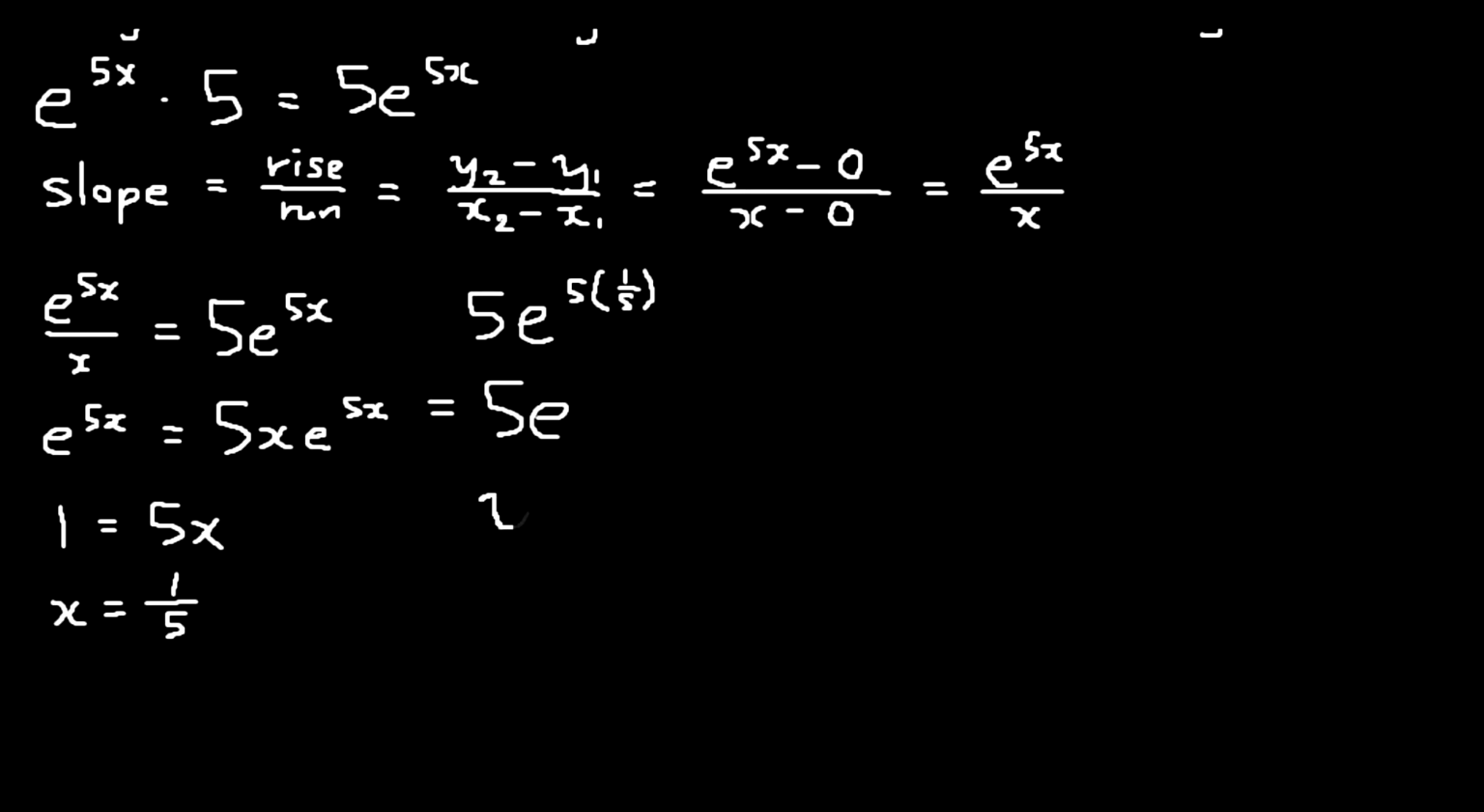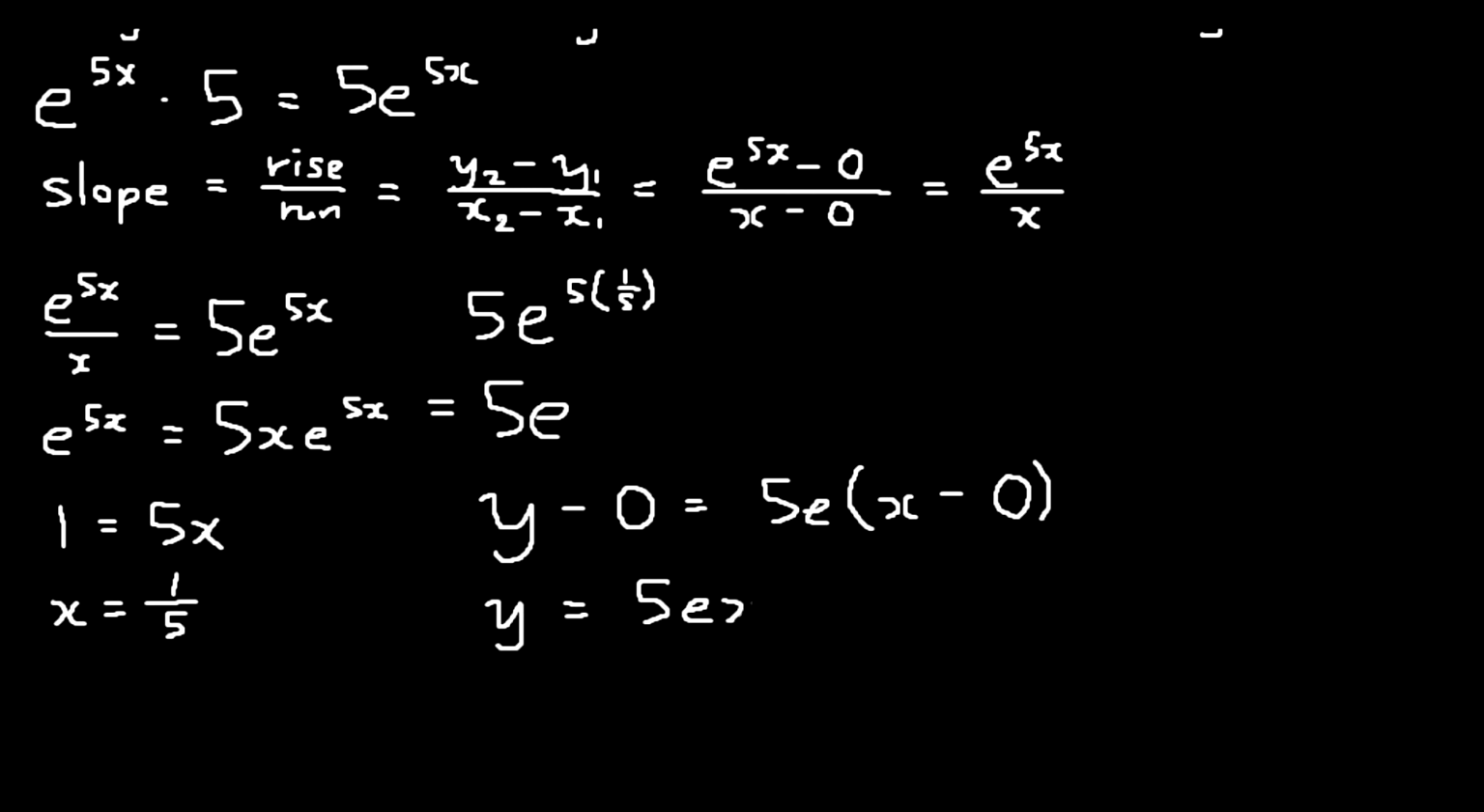So let's set that in slope point form. We know that y1 is 0. y minus 0 equals 5e times x minus 0, because x1 is 0. So that just leaves us with y equals 5e x. That is your final answer.